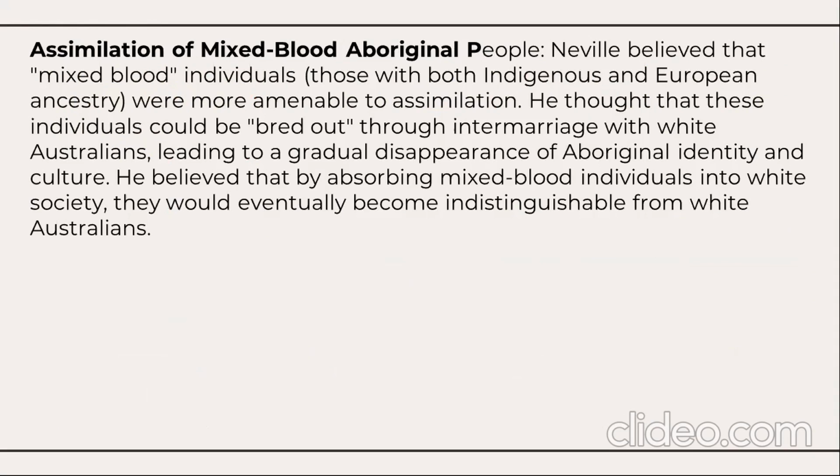So number one, assimilation of mixed blood Aboriginal people. Neville believed that mixed blood individuals, meaning both Indigenous and European, were more amenable to assimilation, easy. He thought that these individuals could be bred out through intermarriage with white Australians, leading to a gradual disappearance of Aboriginal identity and culture. So if both of them get married, what will happen? Only the European culture will continue and the Indigenous culture will not continue. He believed that by absorbing mixed blood individuals into white society, they would eventually become indistinguishable from white Australians.